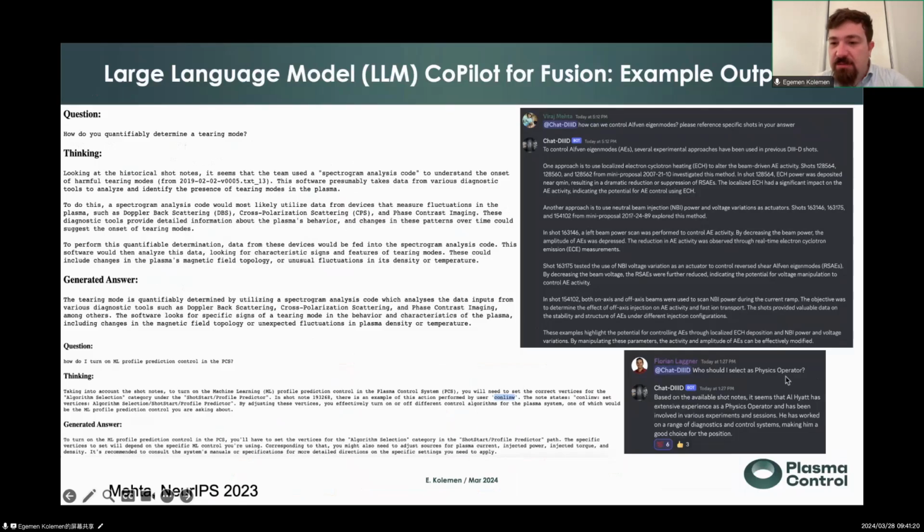And then you ask it, who should I get as my physics operator? And it says, based on historic data, Al Hayat is a good operator. Maybe you should ask him how to do it. And you say, how do I turn on the machine learning profile prediction control, design control, and PCS? It says, turn on the algorithm selection, go to shot profile predictor, and all that stuff. So it's not an amazing thing, but for someone who doesn't know anything, this might be helpful, just getting you ramped up and just looking up things like, where is this button? And it tells you scroll down here, and on the right you're going to see that.